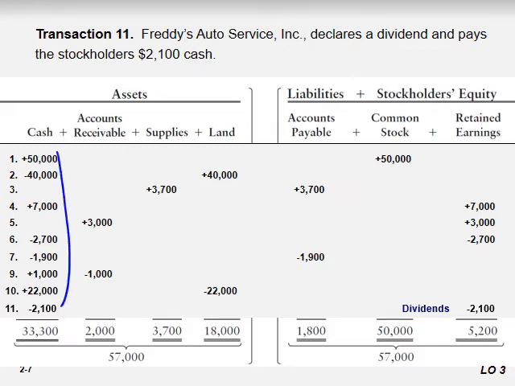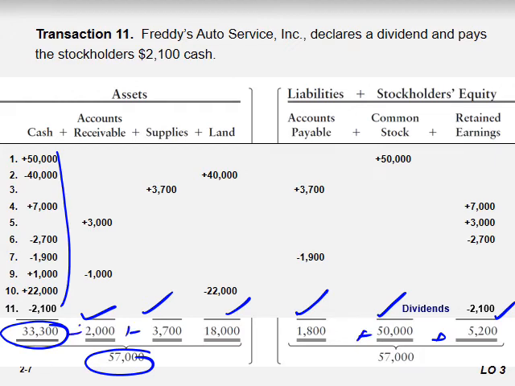So at the end, what is the balance of the account? We just plus and minus, and cash is 33,300. The balance is 2,000 of the account receivable. Supplies is 3,700. Land is 18,000. When you add all this, our assets become 57,000. Liabilities include 1,800, 50,000 common stock, and retained earning is 5,200. And you add all these as well, your answer is again 57,000. So that's how we do the accounting using the accounting equation.